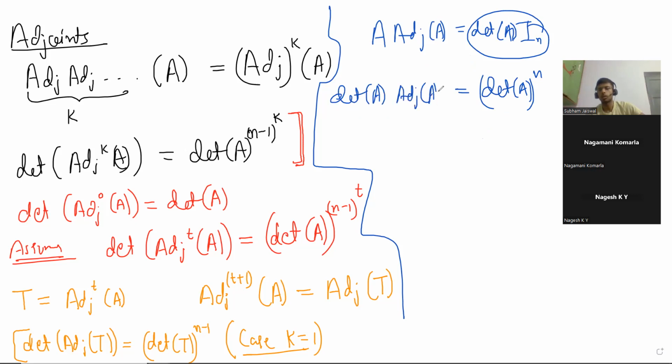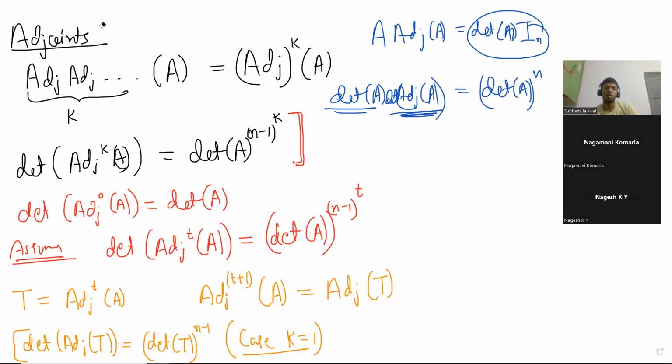If determinant of A is not 0, you can divide, and if it is 0, then you can try to prove that this determinant will also be 0. And in that case also, it is true. All right, if there are no questions, then we'll move on. Then what do we do next?